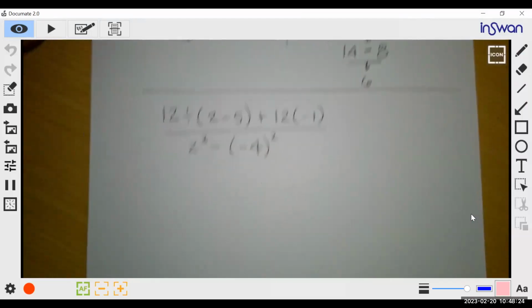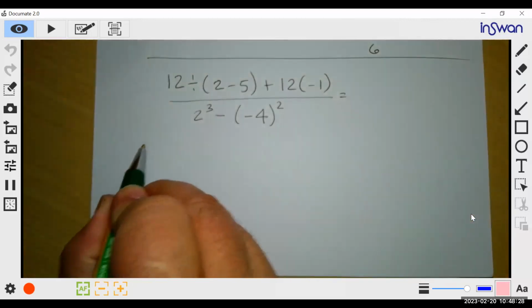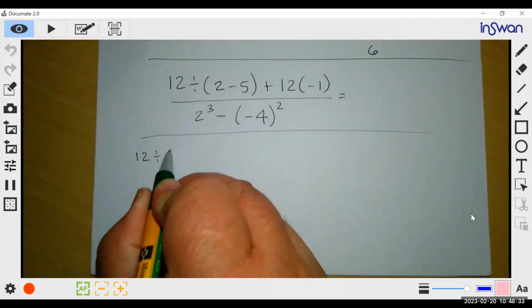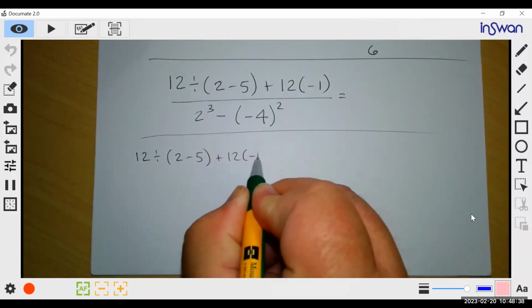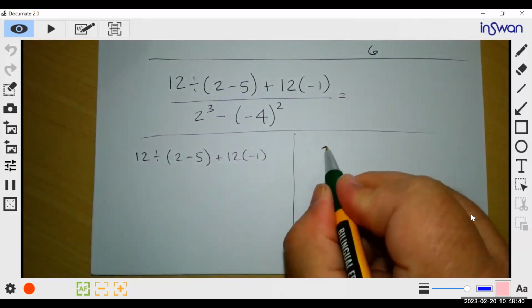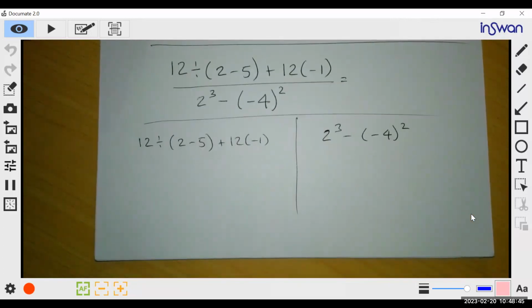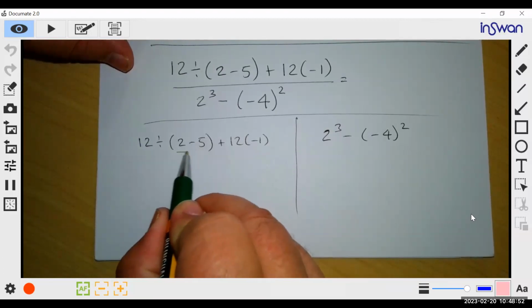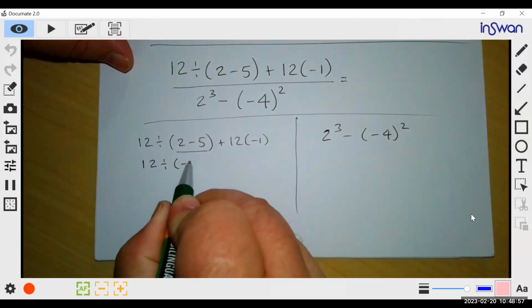All right. Let's do what we just talked about. Do it top and bottom separately. We have 12 divided by 2 minus 5, 12 times -1. 2 to the third minus 4 squared. On the top number, what do we do first? Inside the parentheses. So 2 minus 5 becomes, very good, -3.